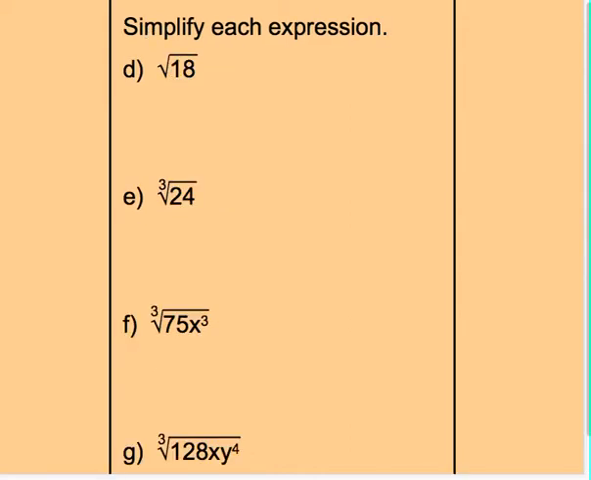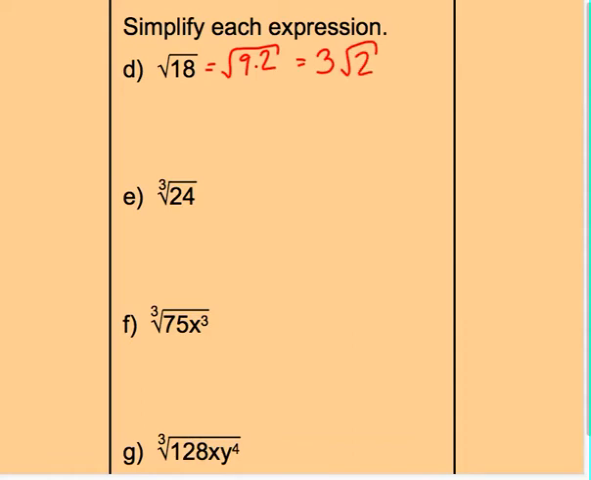So to simplify a radical that is not a perfect square, what you want to do is find a perfect square factor. So the perfect square factor of 18 is 9. I'm going to show you this the long way. 18 is 9 times 2. The square root of 9 is 3. 2 is not a perfect square, so it stays under the radical.